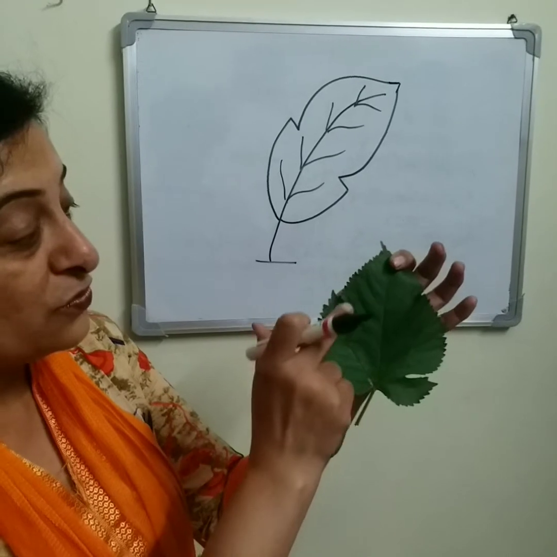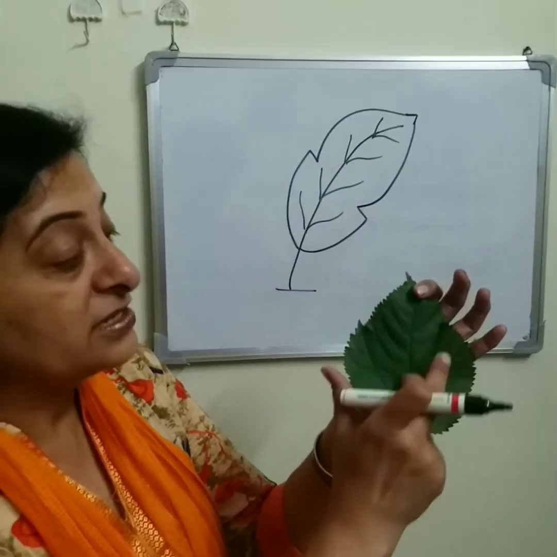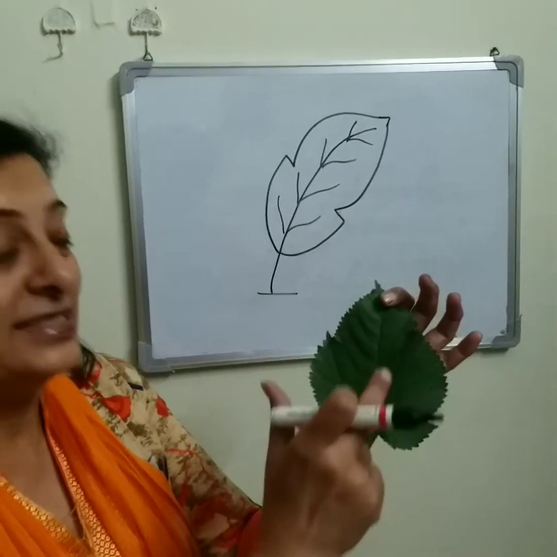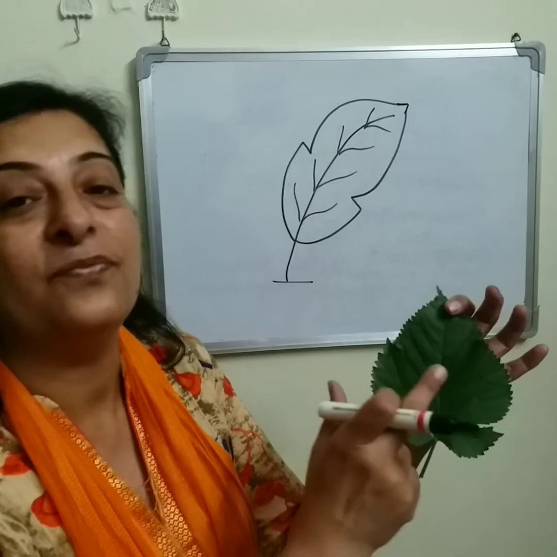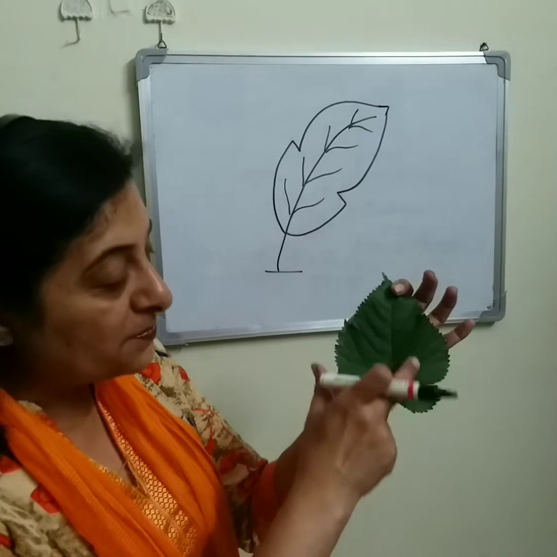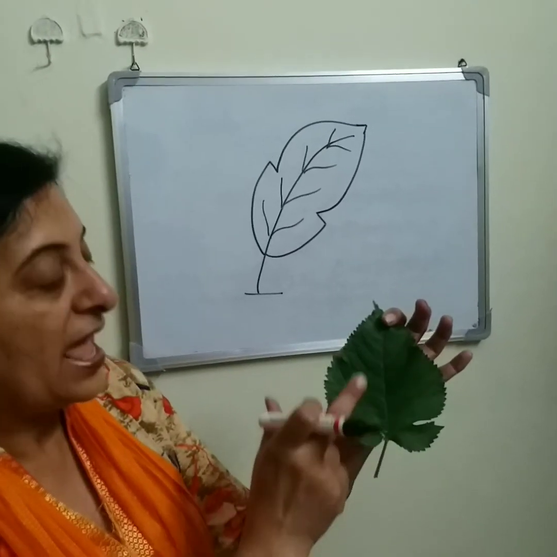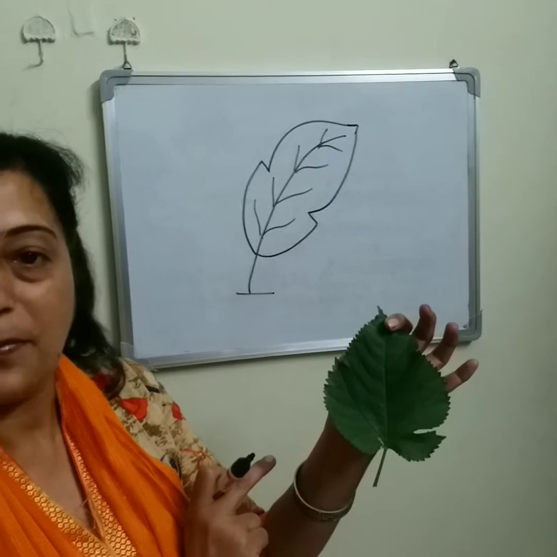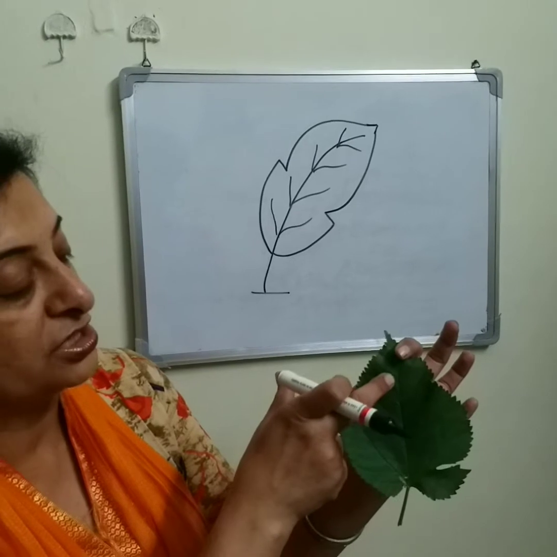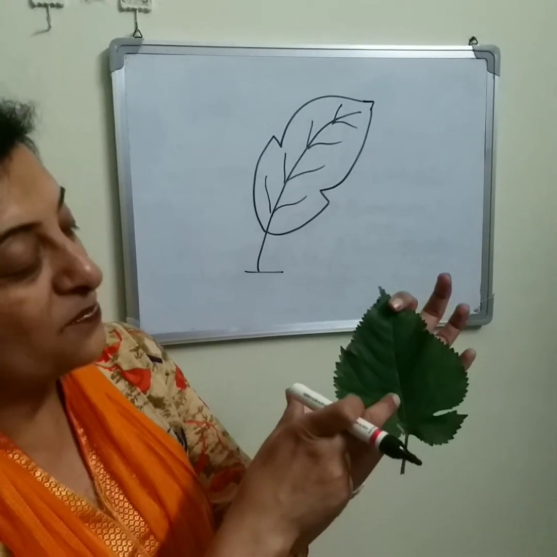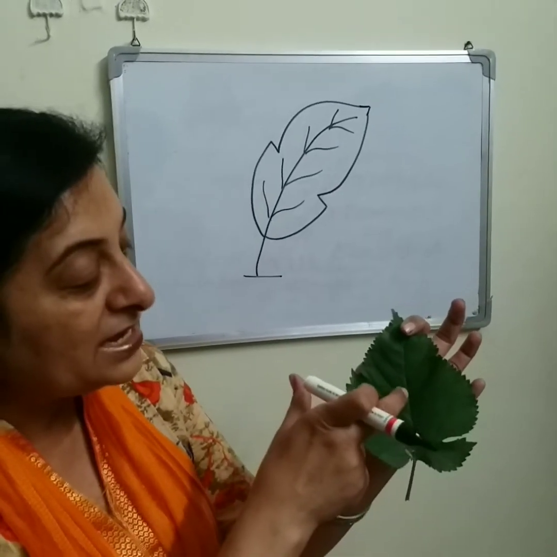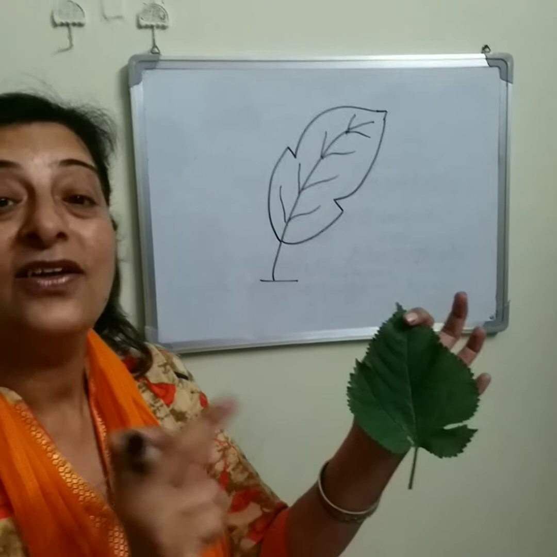First of all, you can see there is a flat, green, broad part of the leaf at the base. This is known as the leaf blade or lamina. After that, you can see a thick main linear structure in the leaf. This thick main linear structure is known as the midrib.